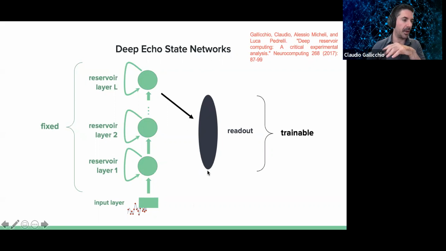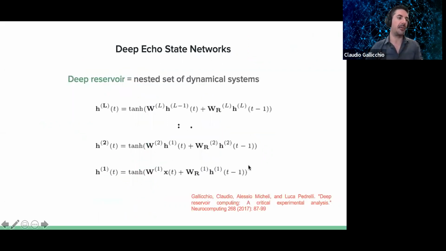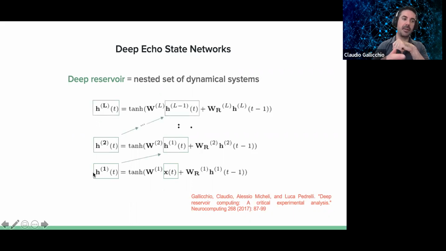And what I would like to briefly mention is that the deep acoustic network depicted in the previous slide is actually a nested set of dynamical systems, where the external input, let's say x_t, is the driving stimulation for the first layer. Then the state of the first layer becomes the stimulating, exciting input for the second layer, and so on and so forth until you reach the last layer, okay?